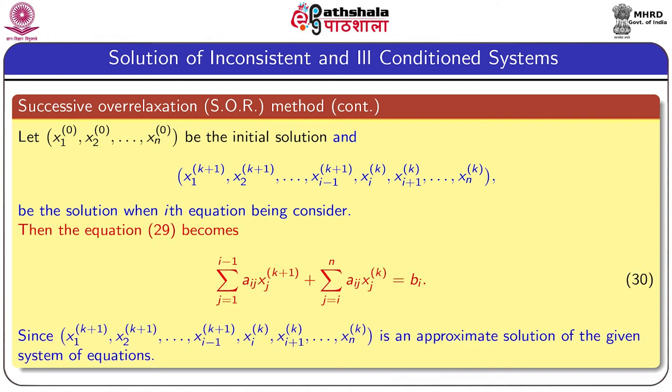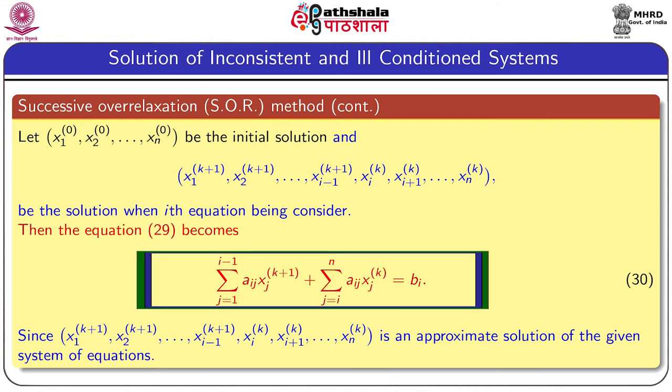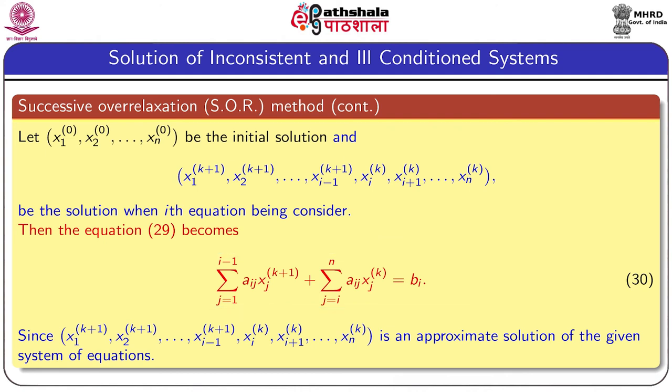Then the previous equation, that means equation number 29, becomes summation over j equal to 1 to i minus 1, aij xj^(k+1). That means when we consider the ith equation, the values of the first i minus 1 variables, that means x1 to x(i-1), are available. So, in the first term, we have replaced xj by xj^(k+1), plus summation over j equal to i to n, aij xj^k, equal to bi.